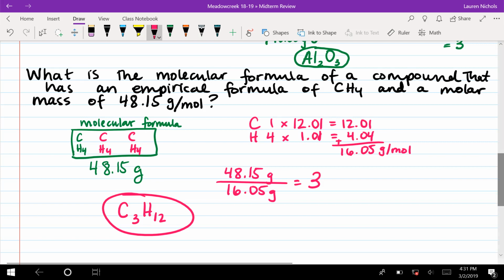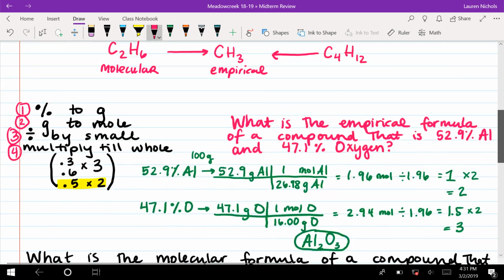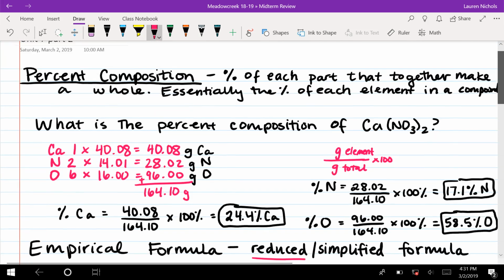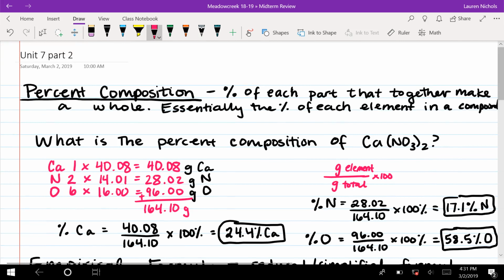And that is pretty much what we learned in all of Unit 7. This is the end of Unit 7. Come back for the next unit, Unit 8.